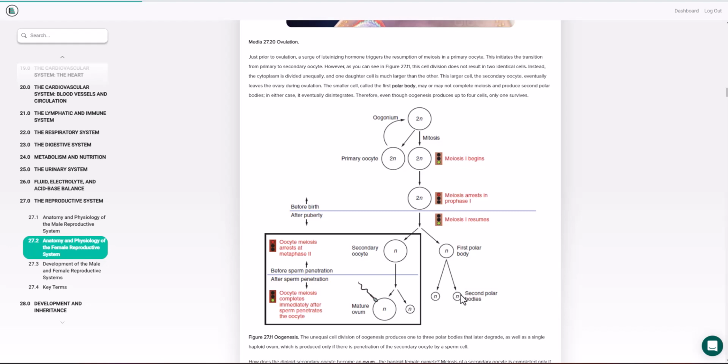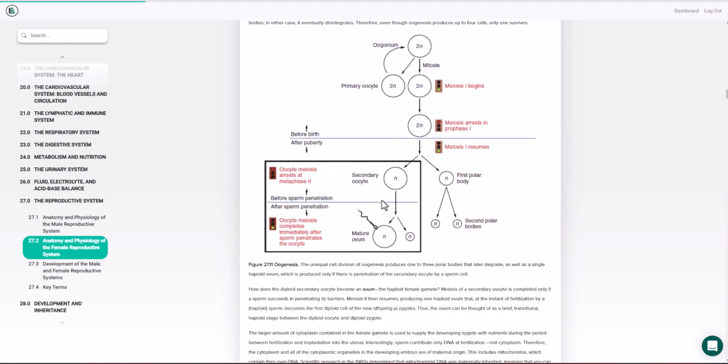We're not going to go into the genetics of this, but just know that these are not functional cells. These cells just kind of go off and die off through apoptotic events. But only one, that's what I want you to know, only one actual egg is formed from one oogonium. Okay? So the number of eggs is far more limited, isn't it?